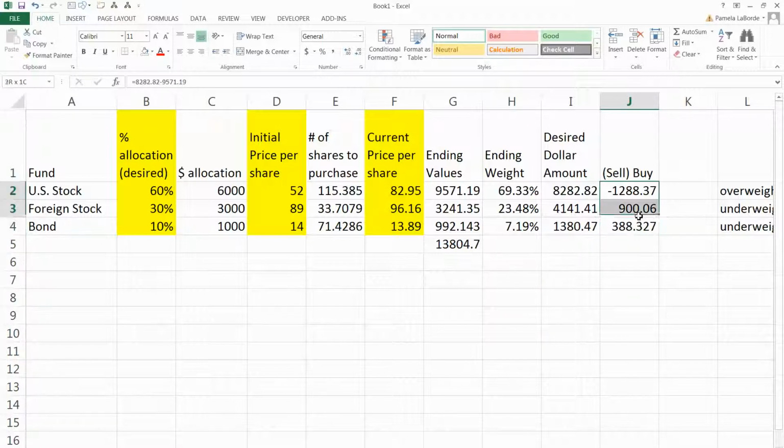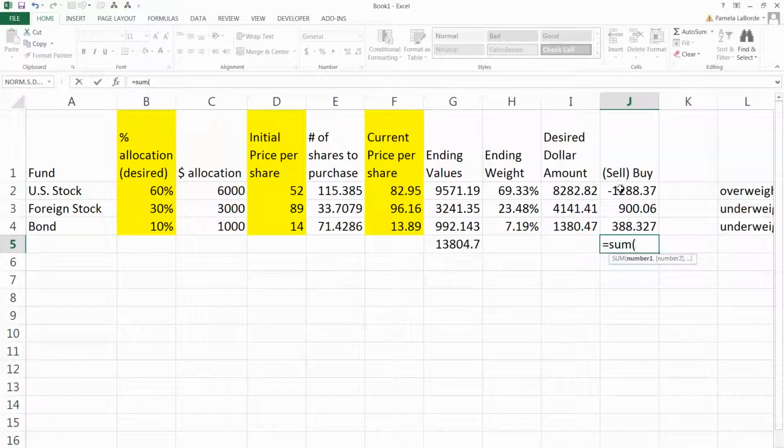Now, when I sum these three values, they should exactly cancel each other out. So the sum of these three numbers should be 0. I'm going to just test that. So I'm going to sum these three numbers, and it is 0. This isn't exactly 0, but that's just due to rounding. I don't actually need this number up there, so I'm going to take it away.